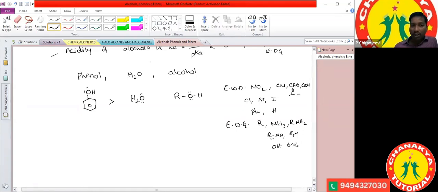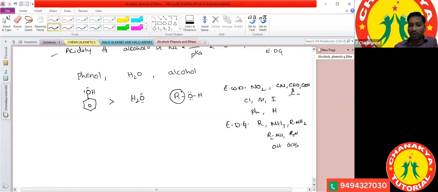Acidity is directly proportional to the electron withdrawing group. Here, R is an electron donating group, and hydrogen and phenyl are electron withdrawing groups. If you compare hydrogen and phenyl, phenyl is the strong electron withdrawing group. The greater the strength of the electron withdrawing group, the more the acidic strength increases.